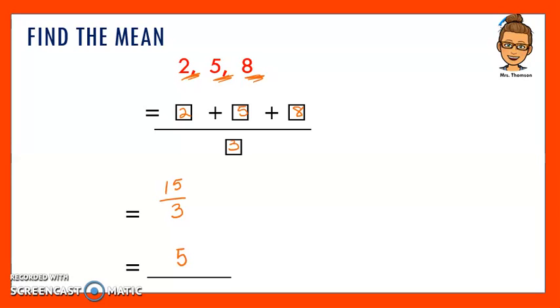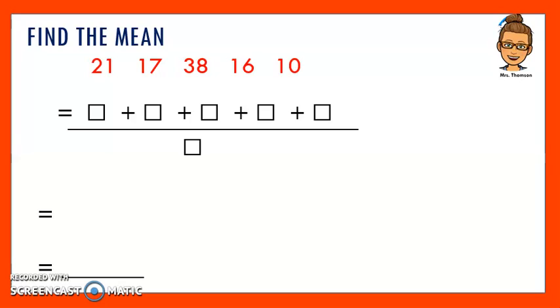If you feel better looking at it this way, 2 plus 5 plus 8, all divided by 3, then that is fine. It is absolutely the same thing. 2 plus 5 plus 8 divided by 3 is going to give us 15 divided by 3, which is equal to 5. Remember, that is the same thing, so it really doesn't matter how you set it out. All right? So let us look at this question here.